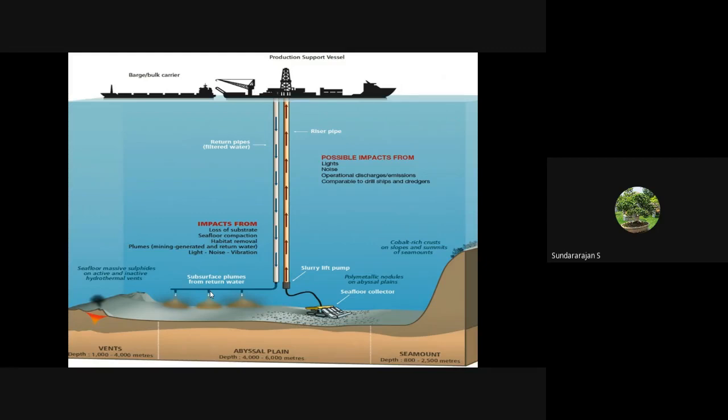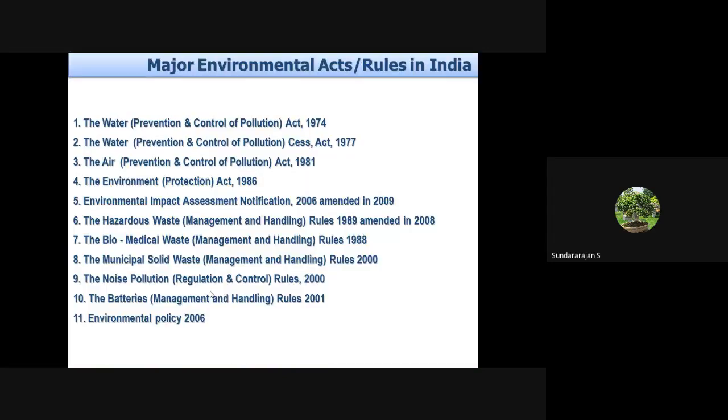Then what is going to happen with this type of industrial activities? The next studies need to be studied extensively worldwide. So these are the environmental rules to mitigate and control, or the preservation rules of India, the Ministry of Environment and Forestry.